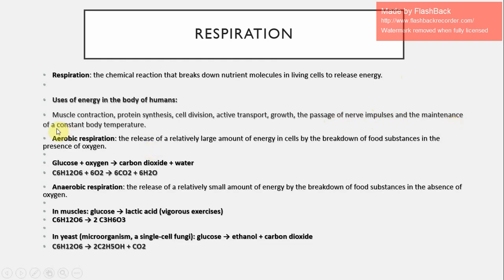And the last one, maintenance of a constant body temperature. When we are in the winter season, especially in the winter, we are endotherms. Our body should keep a constant internal environment. So the temperature inside your body should be kept constant at around 37. If you feel cold, or if it is cold outside, your body should produce more heat to make you feel warm.